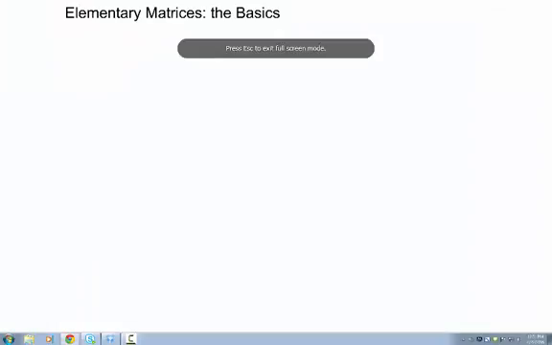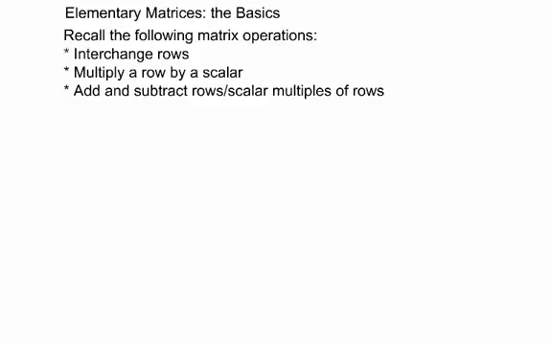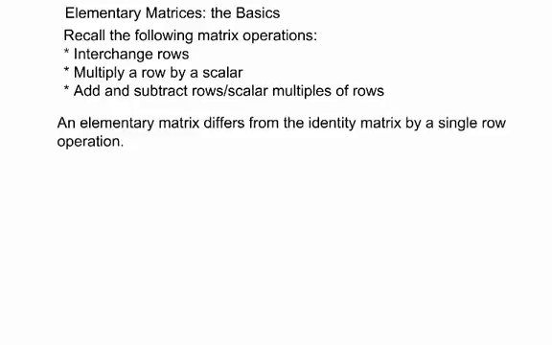In this video, we're going to talk about the basics of elementary matrices. Recall the three matrix row operations: interchanging rows, multiplying a row by a scalar, and adding and subtracting rows and scalar multiples of rows. An elementary matrix differs from the identity matrix by a single row operation.